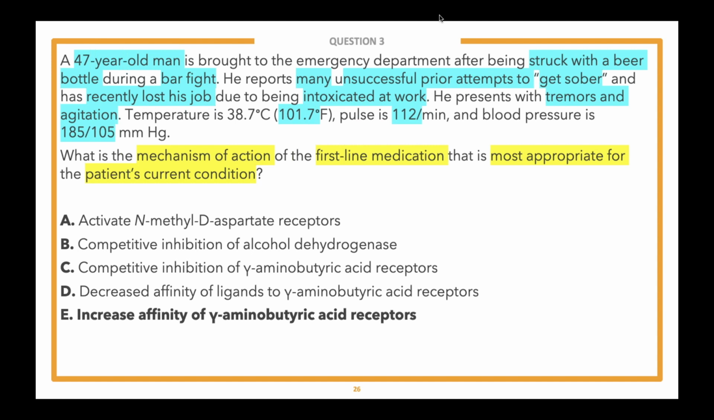So hopefully you guys were able to pick up on this patient was having acute alcohol intoxication, and that probably needed a benzodiazepine, and then you can take it a step further and answer that with the mechanism of benzodiazepine. So tough question here, but a nice three-step question that's pretty representative of some of the step questions as well.